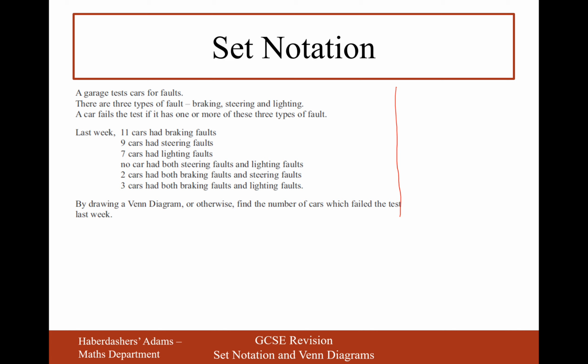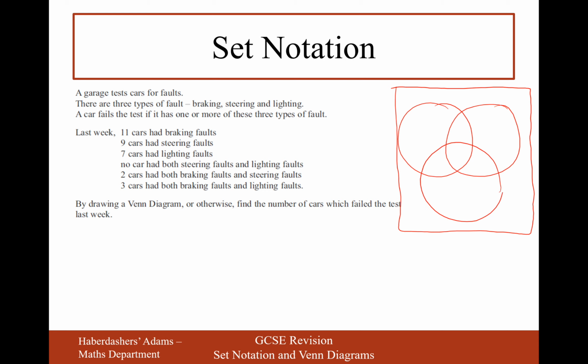Okay, so let's draw a Venn diagram out then. Okay, so in this case it's three faults: braking, steering, and lighting. So 11 cars had braking faults. Let's go to the intersections first, really. No car had both steering faults and lighting faults. So that's no car had steering or lighting faults.